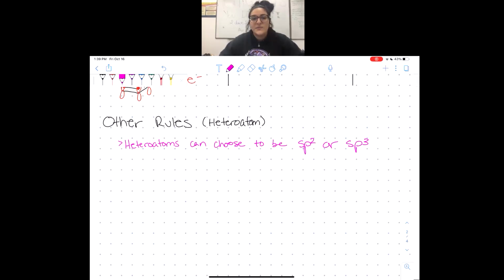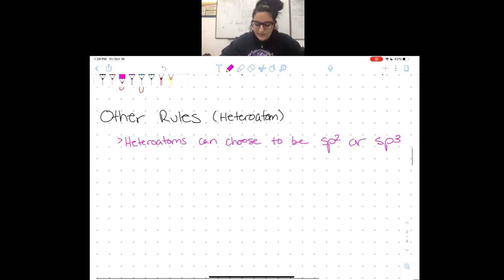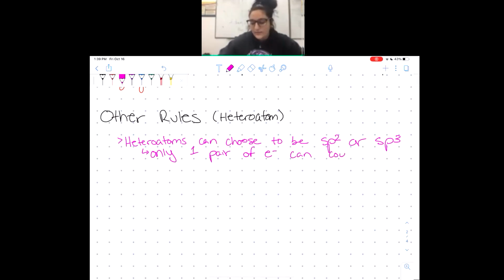And we'll explain what all of that means. I also want to mention that only one pair of electrons can count max. The second rule is that multiple single bonded heteroatoms must have the same hybridization.